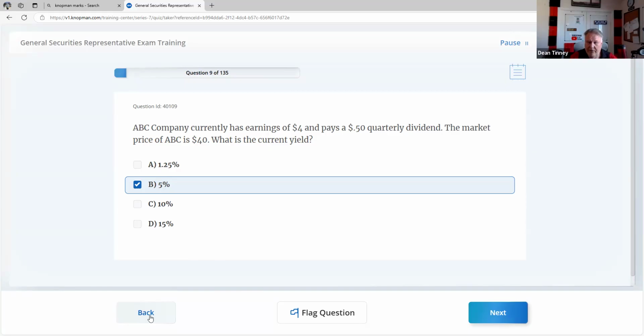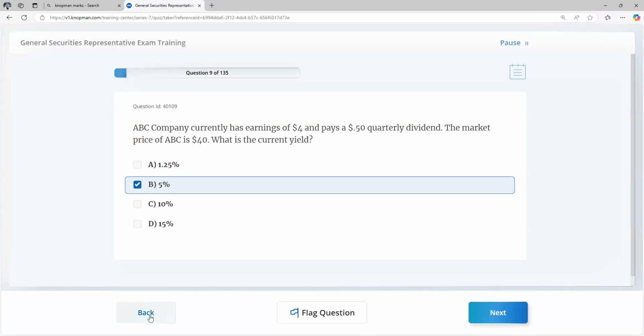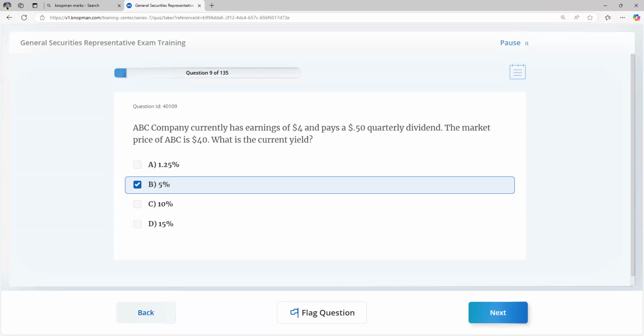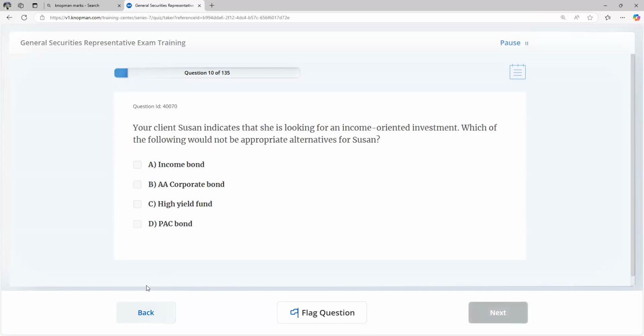What is the price to earnings ratio on this stock? Wouldn't that be 20%? No, it would be price 40 divided by earnings 4, it would be 10. Yeah, 10. Sorry. No worries. My brain's a little fried today.